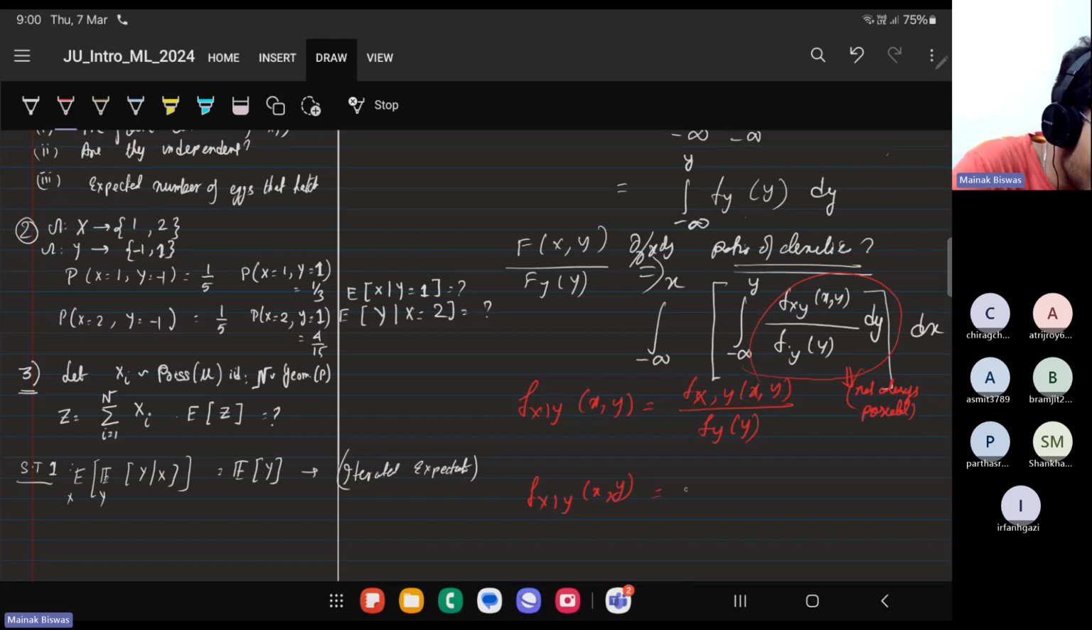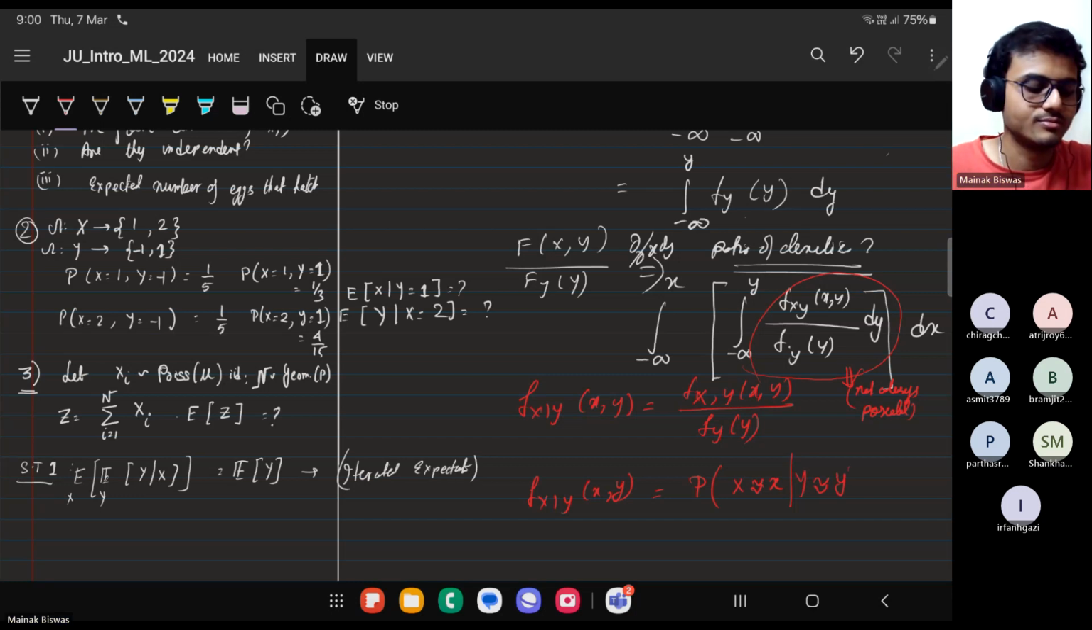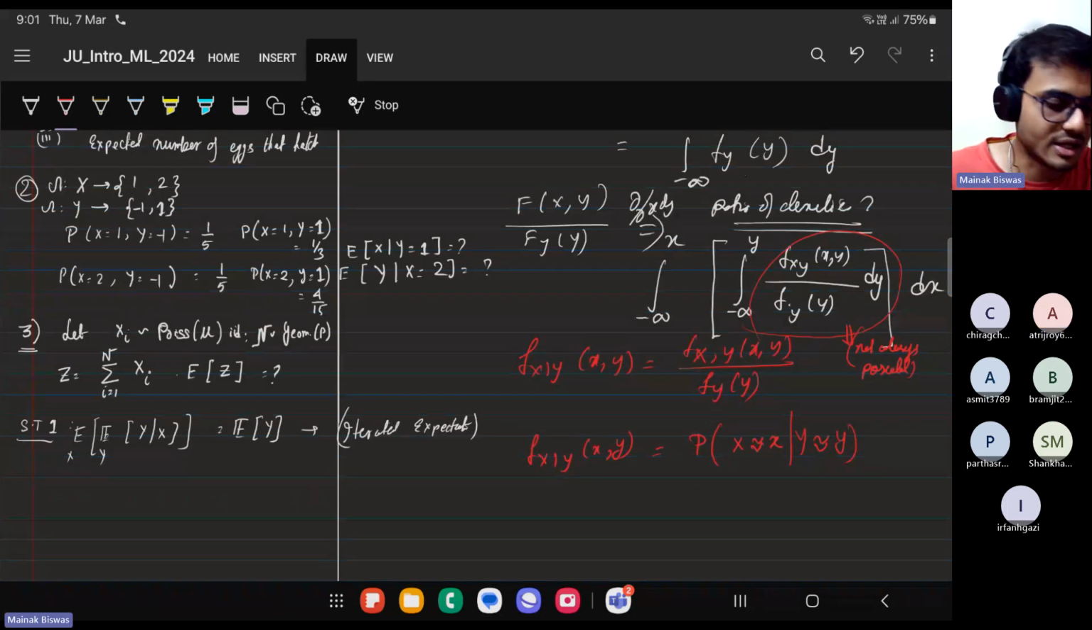It means the probability of x approximately being equal to x given y approximately being equal to y. Yes, it is the actual definition. You're very right. But why will it hold? I'm going to show you just now. Very good that you pointed it out. You're paying attention.